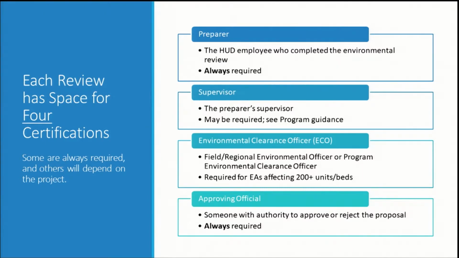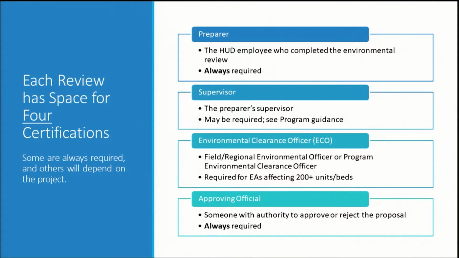HEROS allows for up to 4 electronic certifications. Not every review will require all 4. 2 certifications are required on every Part 50 review: the HUD preparer who completed the environmental review, and the approving official who takes legal responsibility for its scope and contents. Only a HUD official with the authority to approve or reject projects may sign as the approving official.